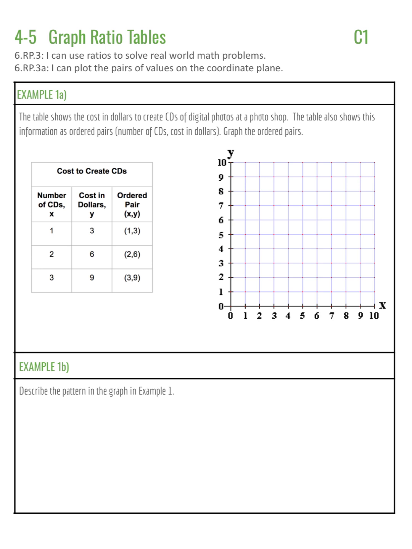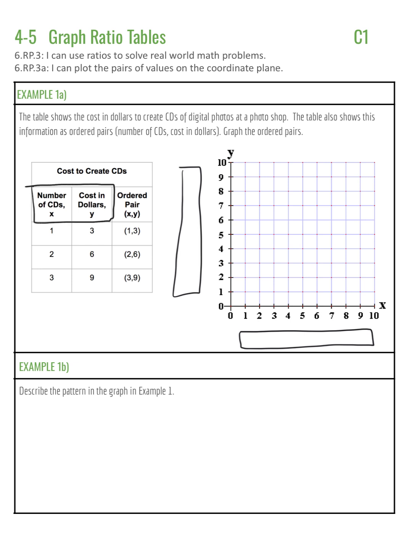So the first question says, the table shows the cost in dollars to create CDs of digital photos out of Photoshop. The table also shows this information as ordered pairs, the number of CDs and then cost in dollars. Then we need to graph the ordered pairs. So just like we did before, we're going to graph the ordered pairs. When we graph, we need to make sure that we write the labels down here, which are going to be the words that mean the x-axis and the y-axis.